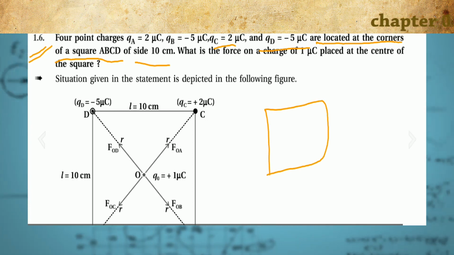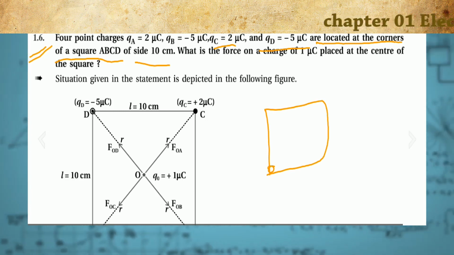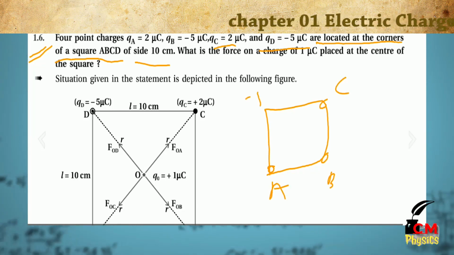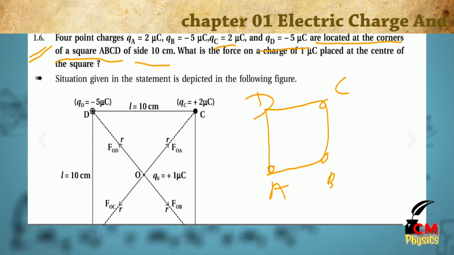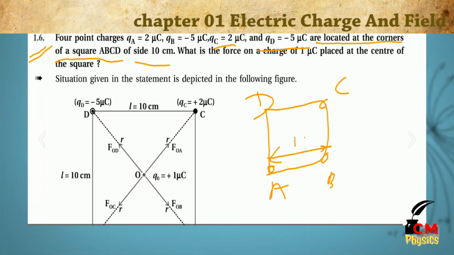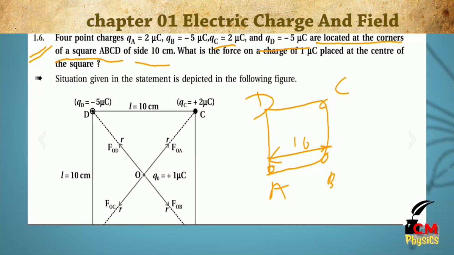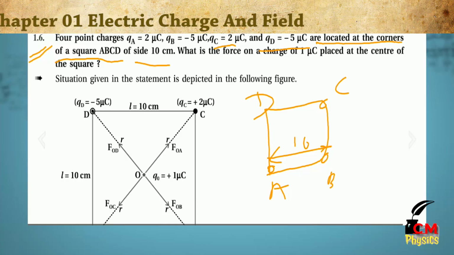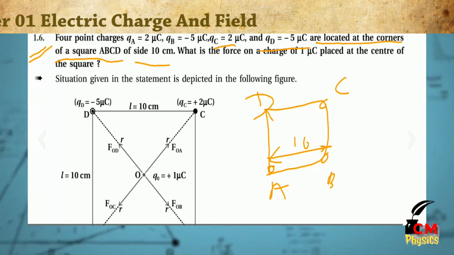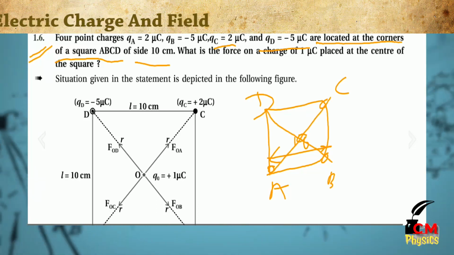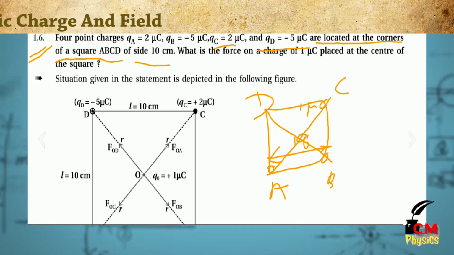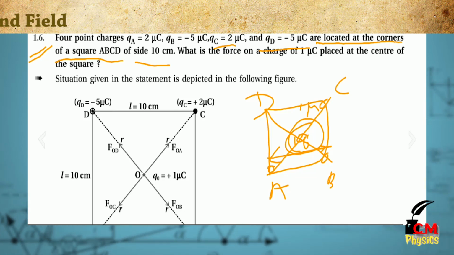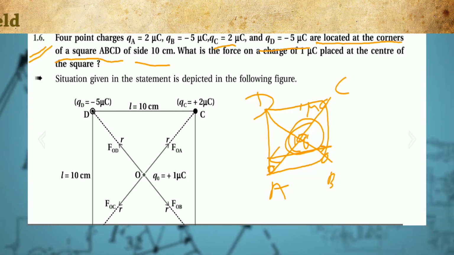We are putting all the charges A, B, C and D, and the side of the square is 10 centimeter. What is the force on the charge of 1 μC placed at the center of the square? At the center of the square you are putting one charge of 1 μC, then find the resultant force. What is the net force on the charge placed at the center?